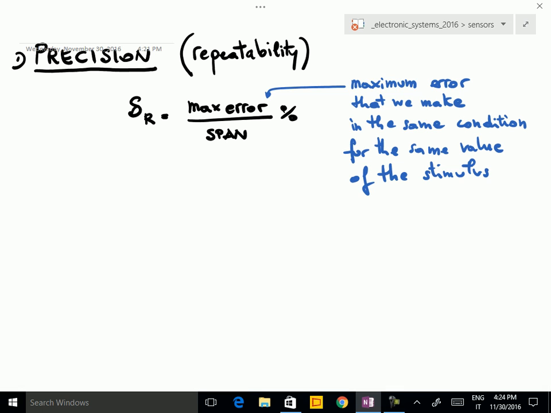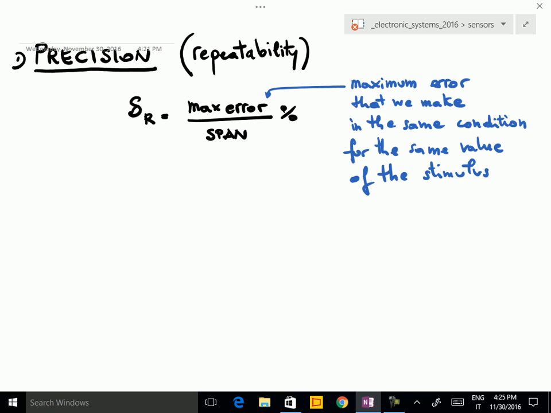So it is not important what is the true value of the quantity that we want to measure. If we always measure the same quantity, we have a very good precision, so this delta is going to be small, even if the quantity we measure is always wrong. Okay? So this is the concept of precision.